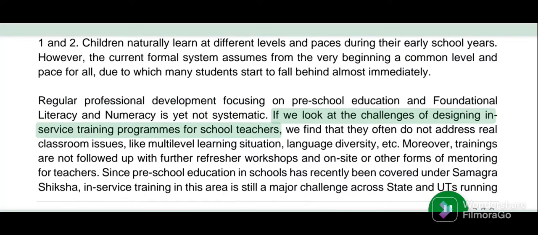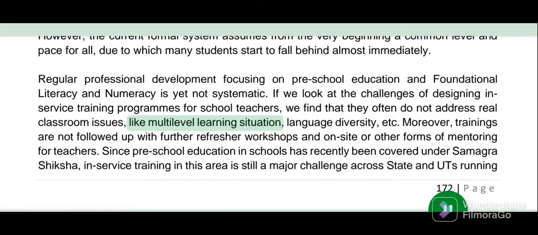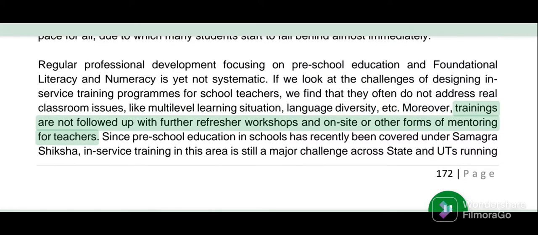If we look at the challenges of designing in-service training programs for school teachers, we find that they often do not address real classroom issues, like multi-level learning situations, language diversity, etc. Moreover, trainings are not followed up with further refresher workshops and on-site or other forms of mentoring for teachers.